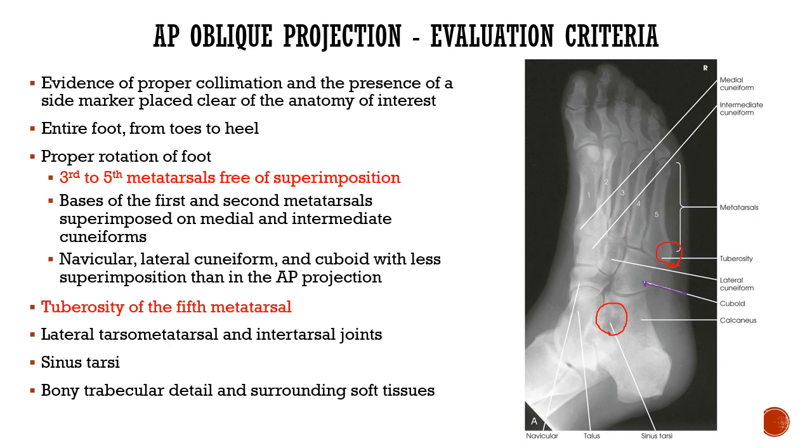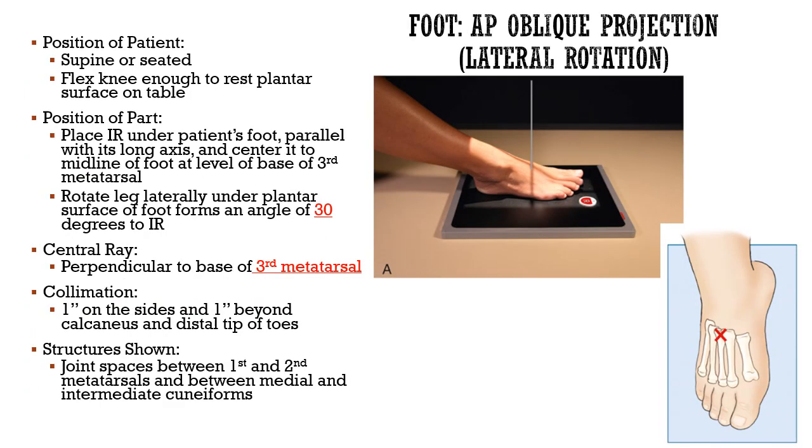In the lateral rotation, we're going to do the exact same oblique with 30 degrees. We're just going to rotate the leg laterally instead. We're going to center to the same location and have the same collimation. This time our focus is on the joint spaces between the first and second metatarsals and between the medial and intermediate cuneiforms.